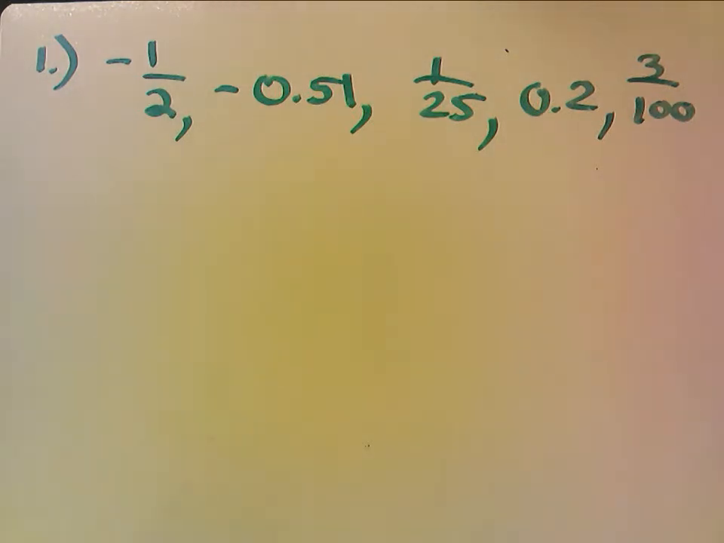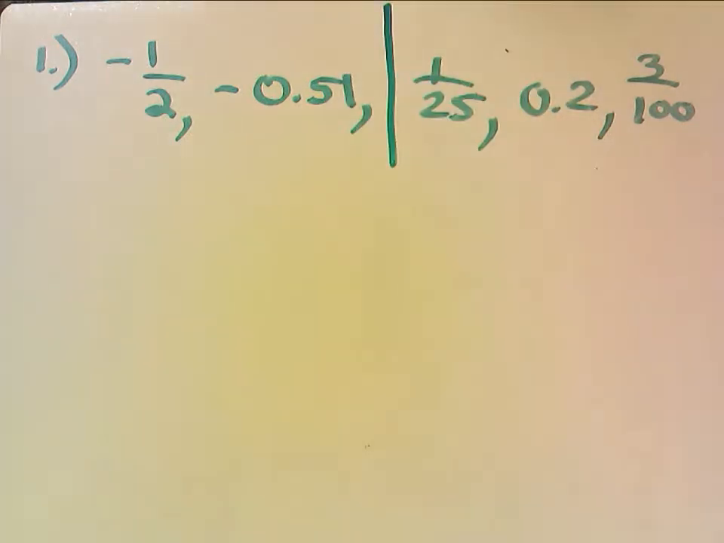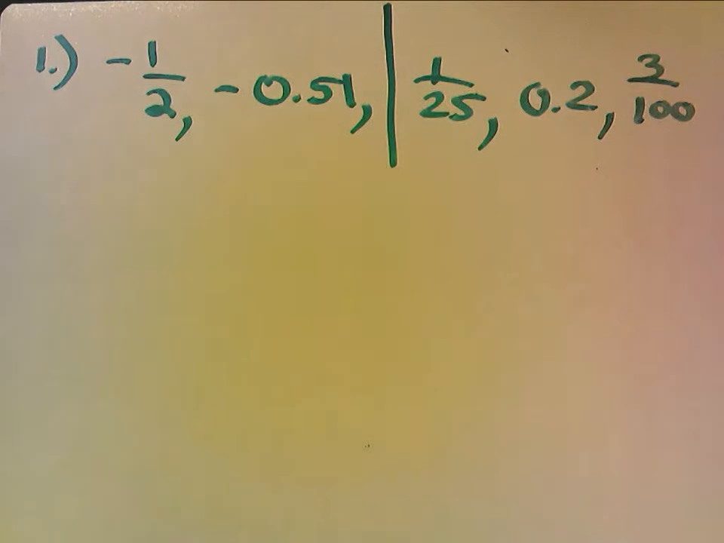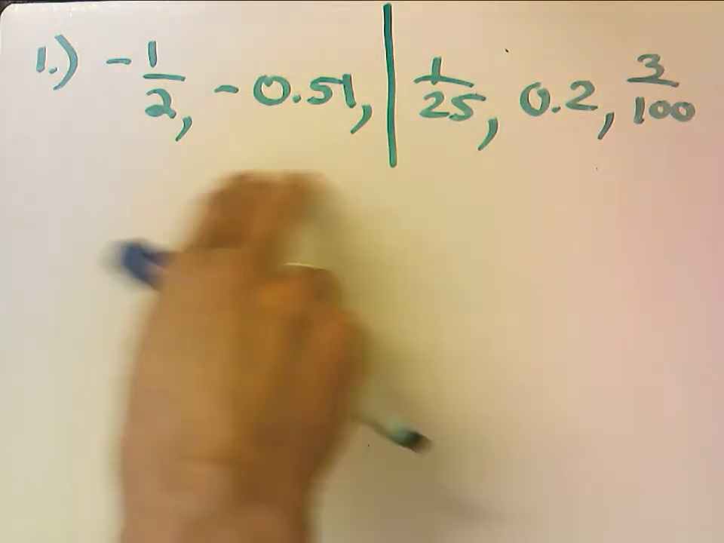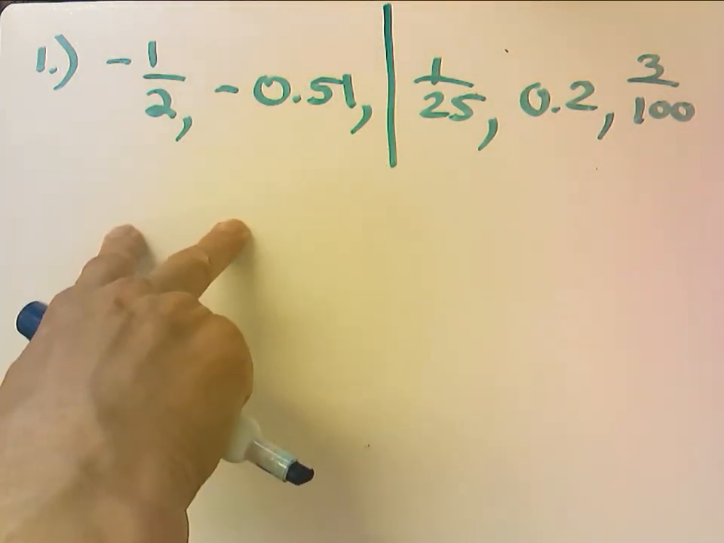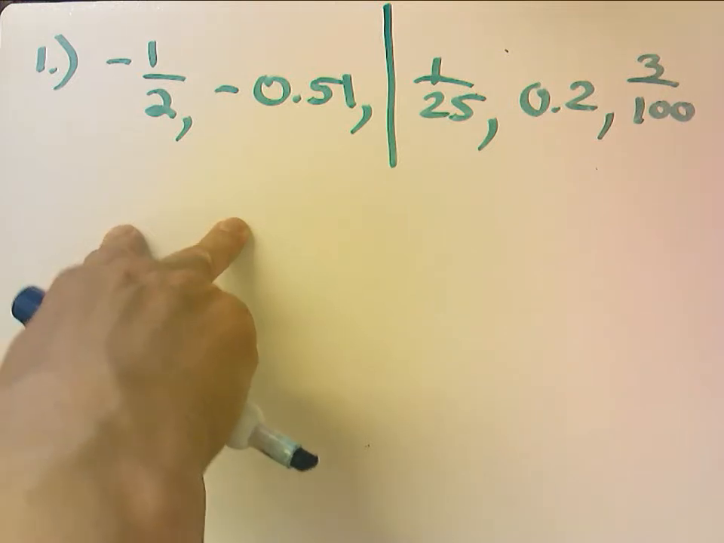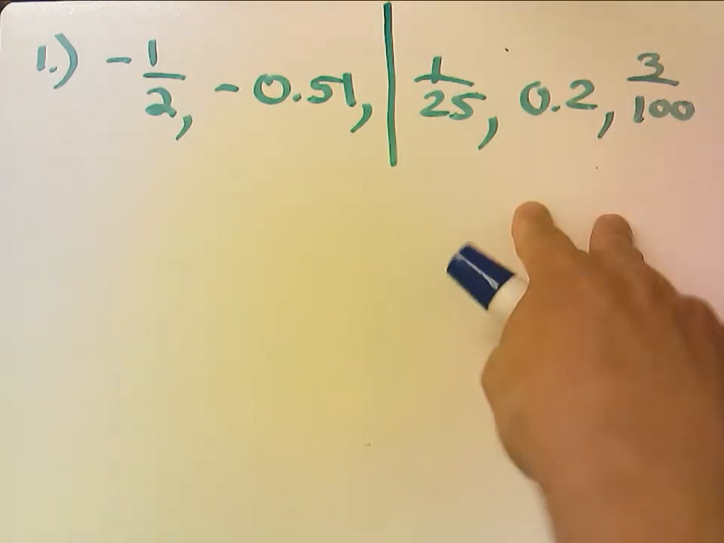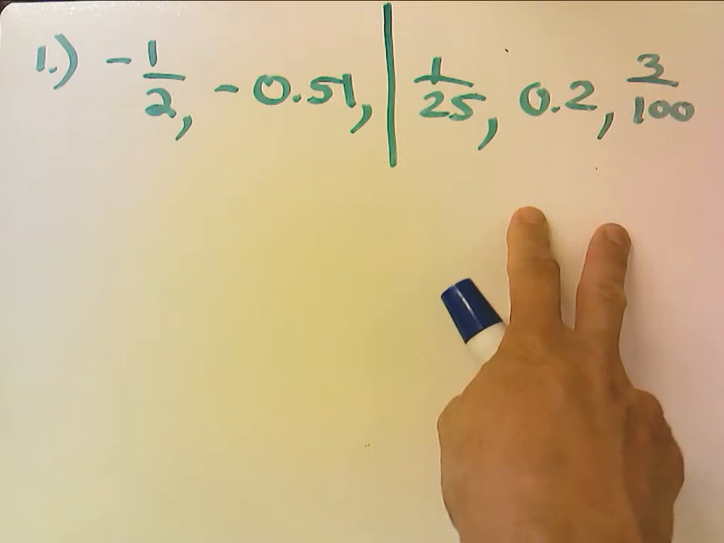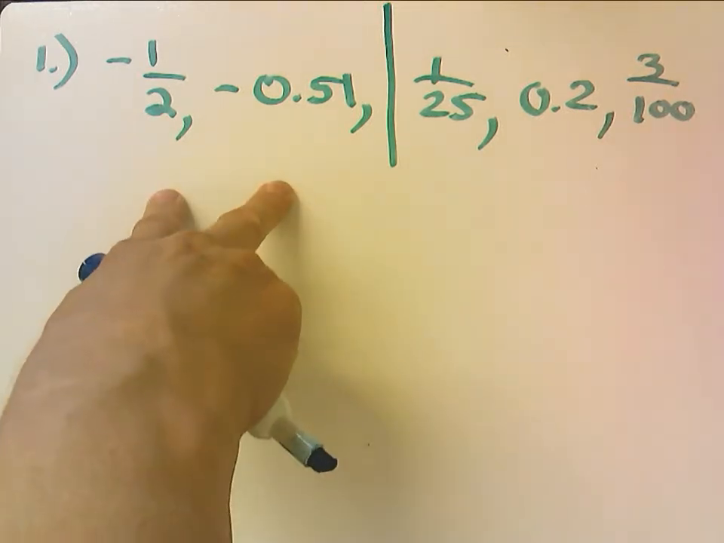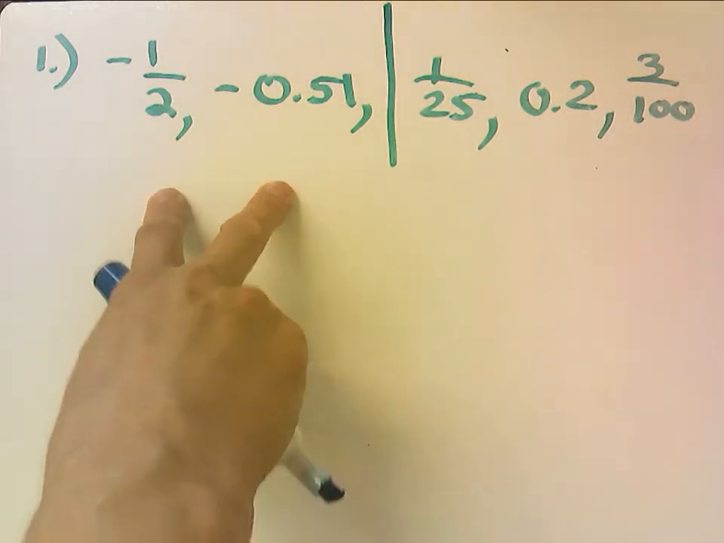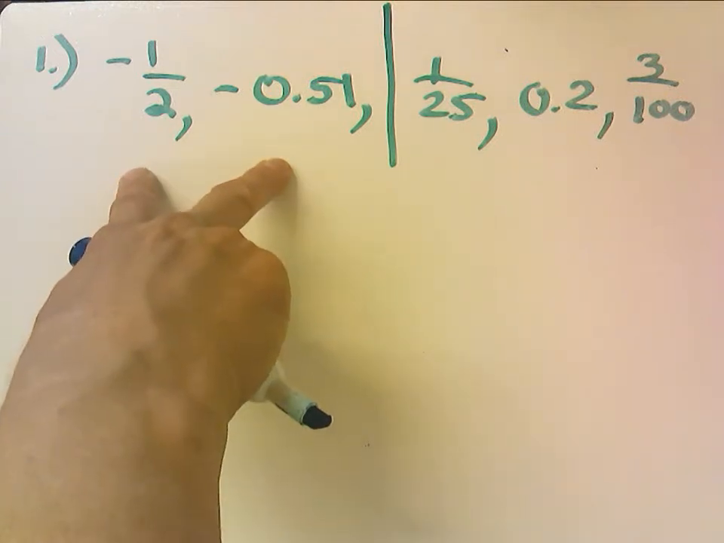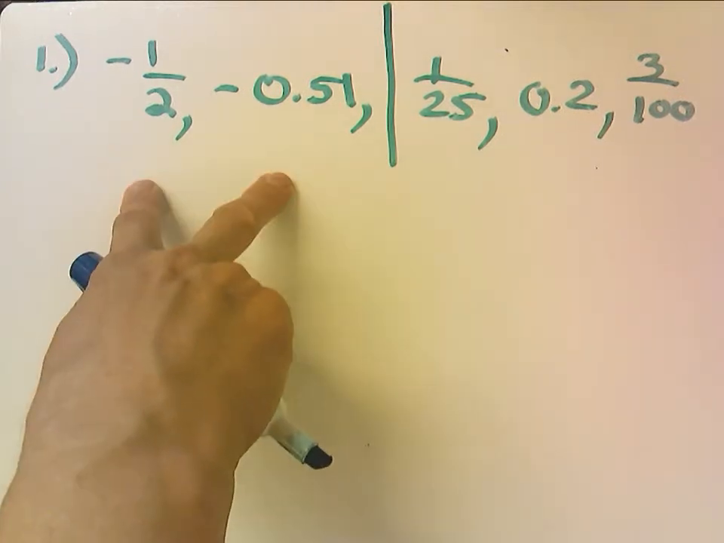negatives from the positives. And actually, in this particular case, the negatives are to the left, the positives are to the right. Because I know any negative, no matter how small or big, is always going to be less than any positive number, no matter how small or big. So now I just have to decide which negative is closer to 0.